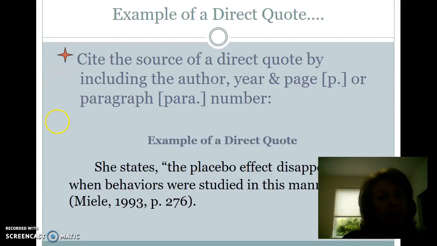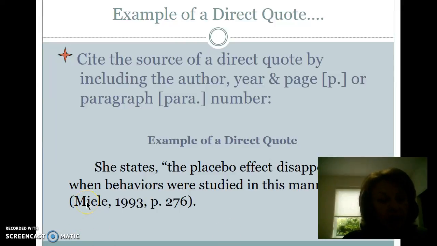And this is an example of a direct quote. Note, she states, "the placebo effect disappeared when behaviors were studied in this manner." So the use of these quotation marks here tells me these are the words that were in the source that was read, word for word.